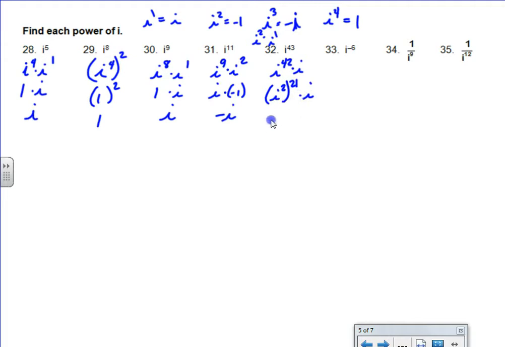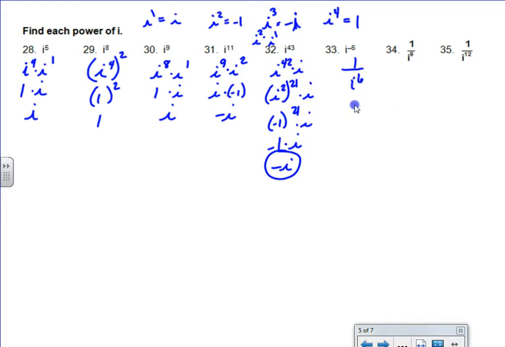So i squared is really just a -1. Well, if I take a -1 and raise it to an odd power, it's just going to give me the answer of -1, because -1 to an odd power is -1. If I multiply it by that extra i, my answer is -i. And then i to the -6 is really the same thing as 1 over i to the 6, because negative exponents throw it to the denominator.